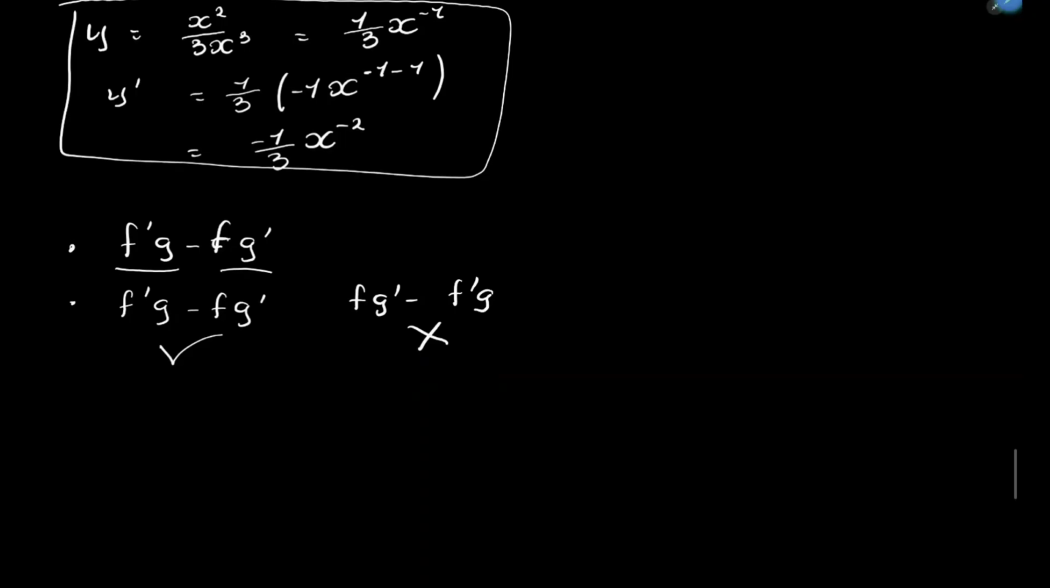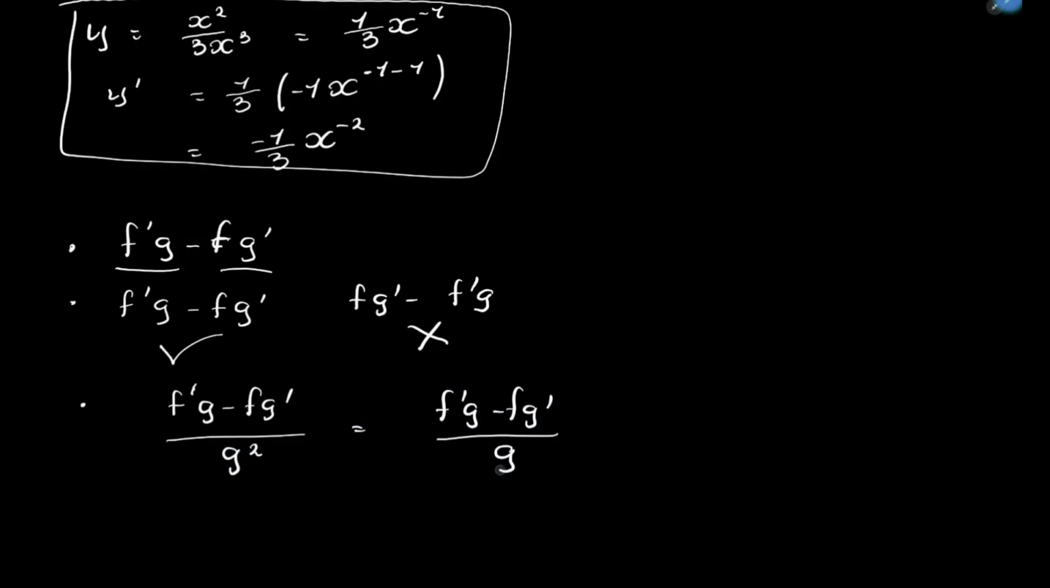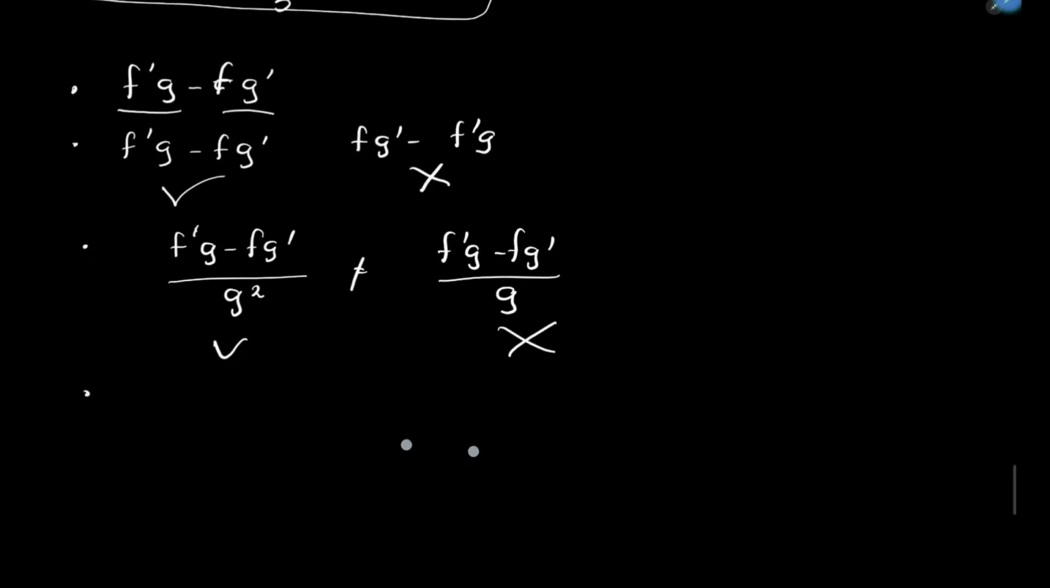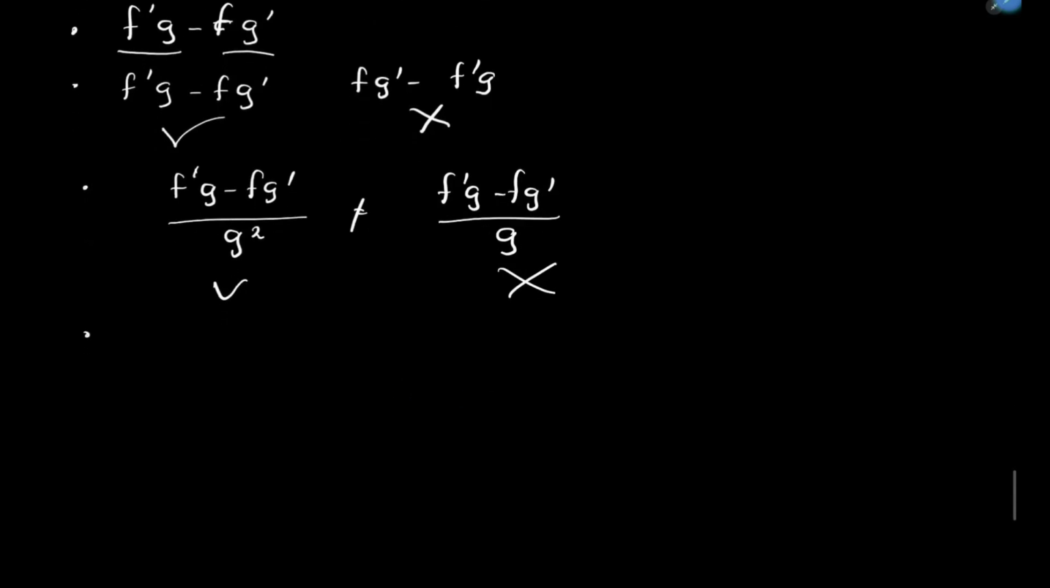Another mistake is they forget to square the denominator. That is, instead of computing f prime g minus f g prime divided by g squared, they do f prime g minus f g prime divided by g, which is wrong. The fourth mistake is they ignore domain restrictions. So all of this is just to say, always remember the numerator derivative times the denominator first, minus the numerator times the denominator derivative. Then divide by the square of the denominator.